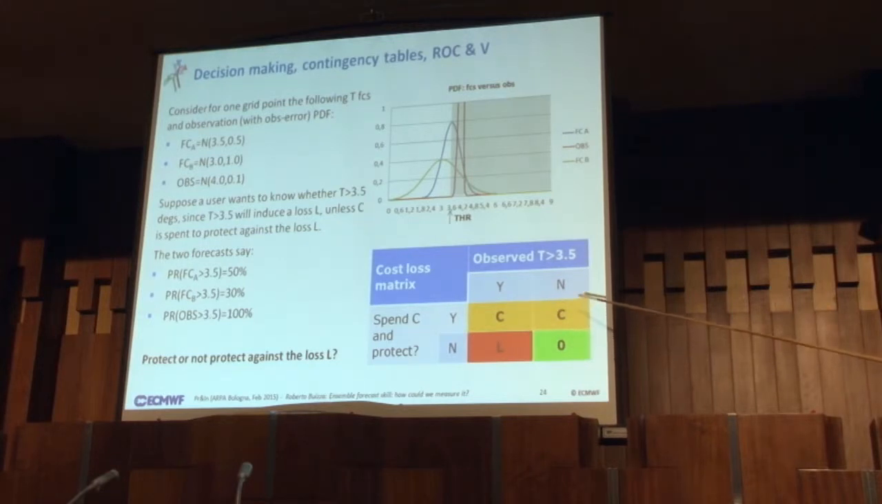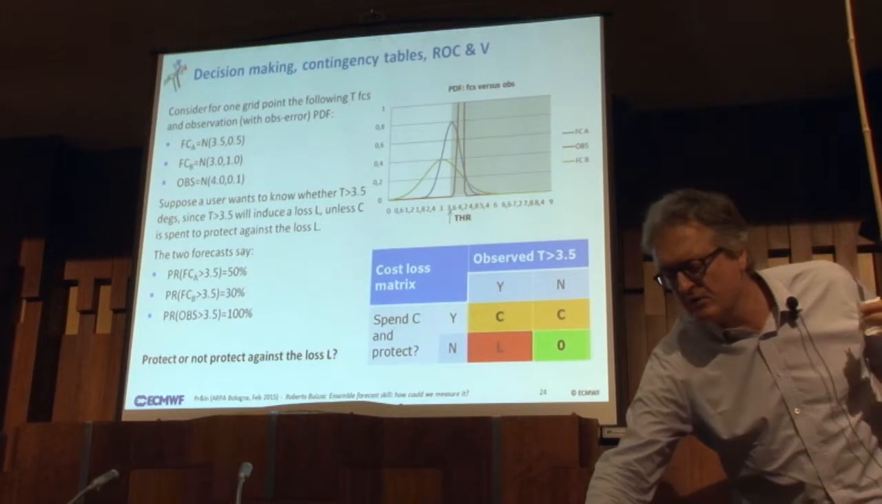C, or not take any action. If you don't take any action and the event is observed, then you might incur a loss L. But if you protect, you always spend C, whether the event occurs or doesn't occur. While if you don't protect, you might incur a loss L if the event happens. But if the event doesn't happen, clearly you don't lose anything. So there is the area under.